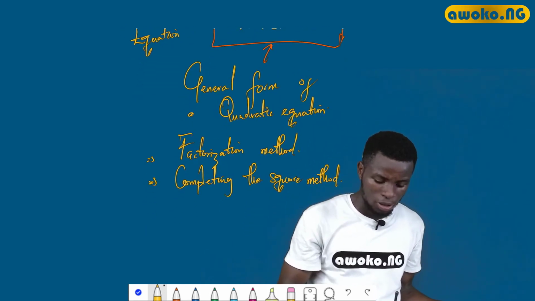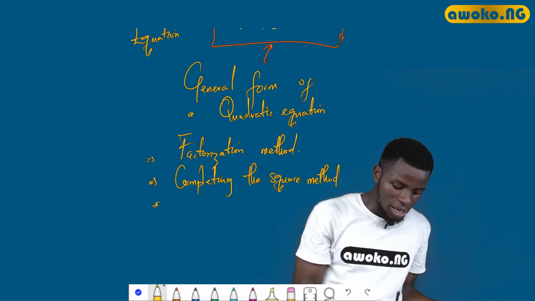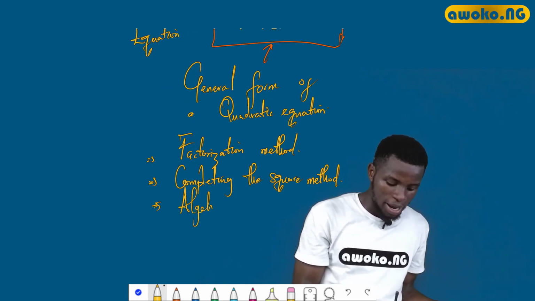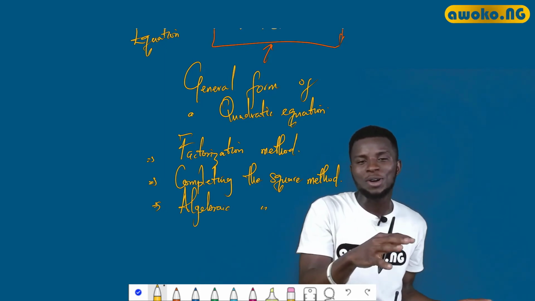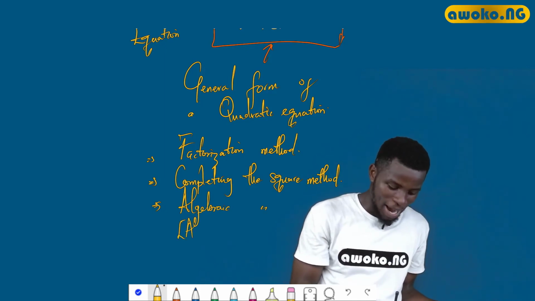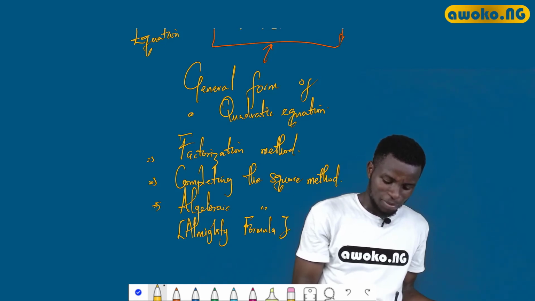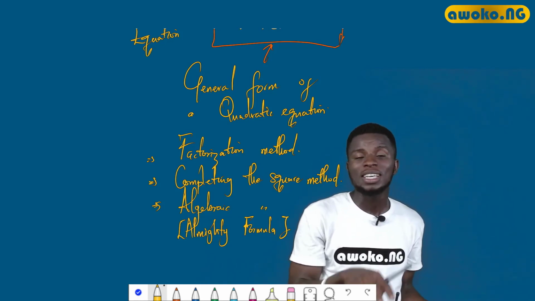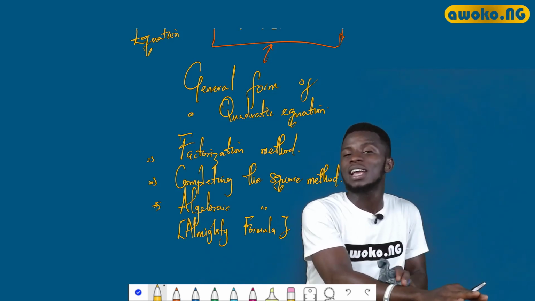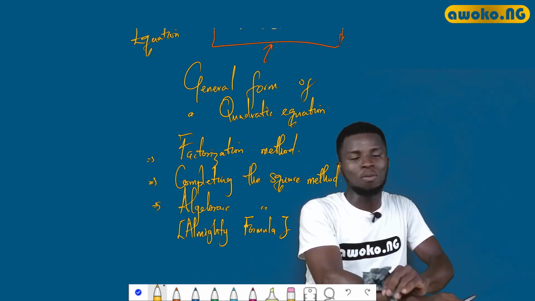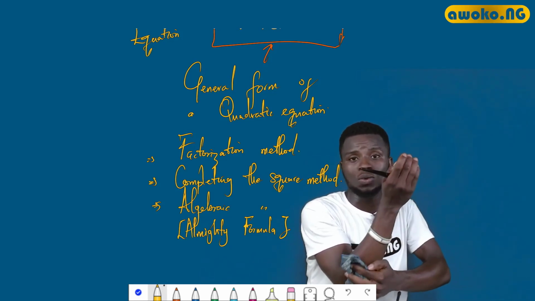And that method is called the algebraic method. Most of us, when we were growing up, called it the almighty formula. And I'm going to show you why it is called the almighty formula. It is called the almighty formula because it can actually solve any quadratic equation, no matter how complex the quadratic equation is.